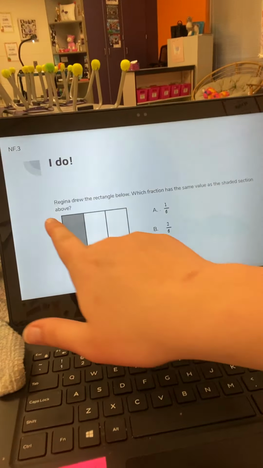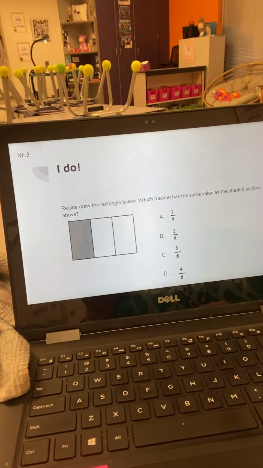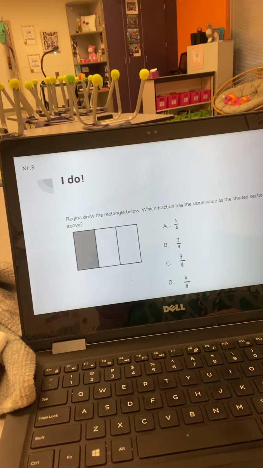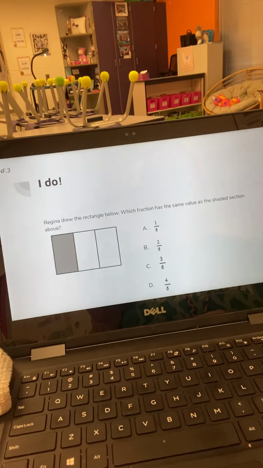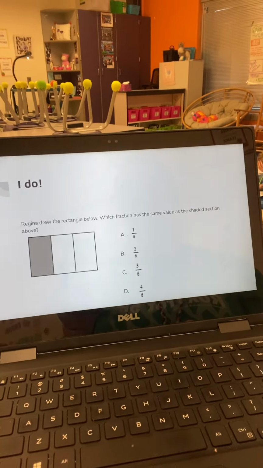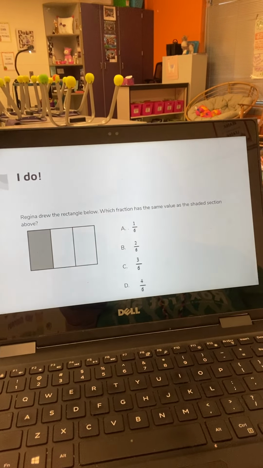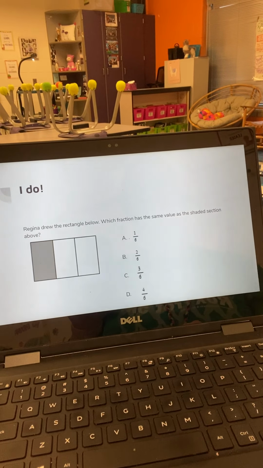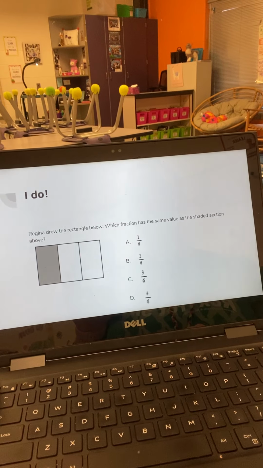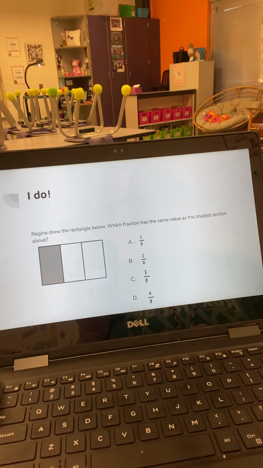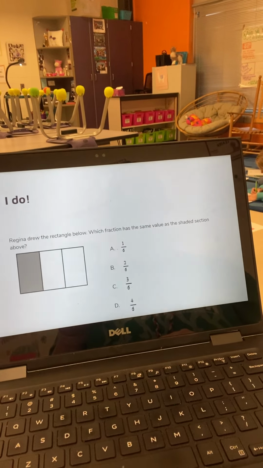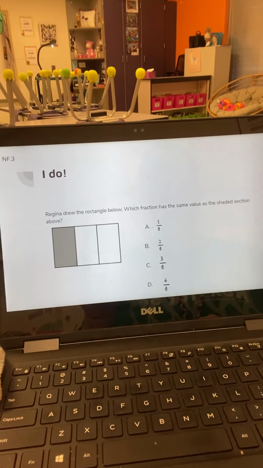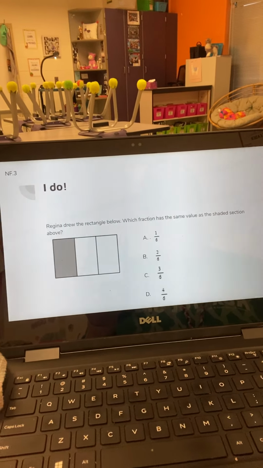Oh, this is not even on the screen there. Sorry, guys. Regina drew the rectangle below. Which fraction has the same value as the shaded section above? Now, there's some key words in there. Do y'all know what those are? Same value. That is telling us immediately that we are doing equivalent fractions.